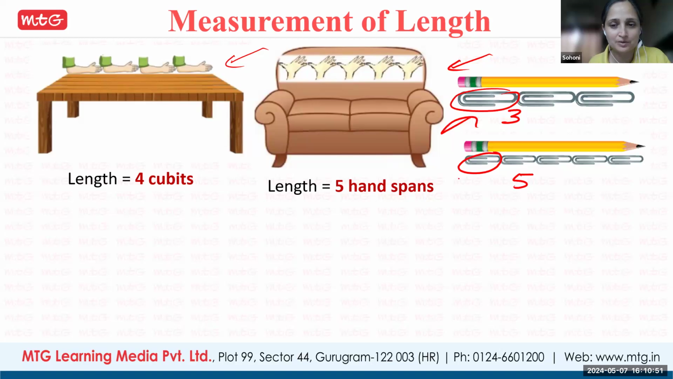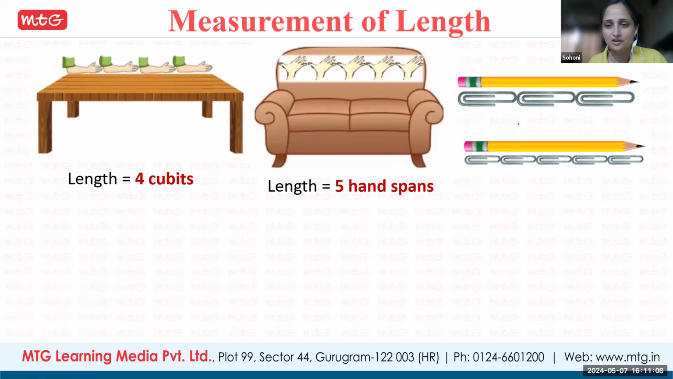First one, a bigger paper clip. Second one, a smaller paper clip. Both are paper clips, but the first one is bigger and the second one is smaller. So that's why the length of the same pencil is different for different paper clips. This one 3 and this one 5. So that's why it's called non-standard, because you can't say the length of the pencil. It's different for different objects.